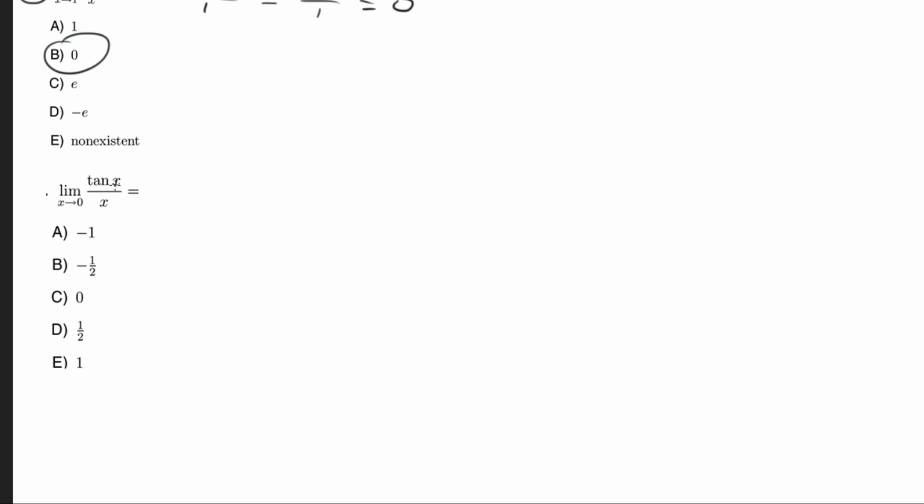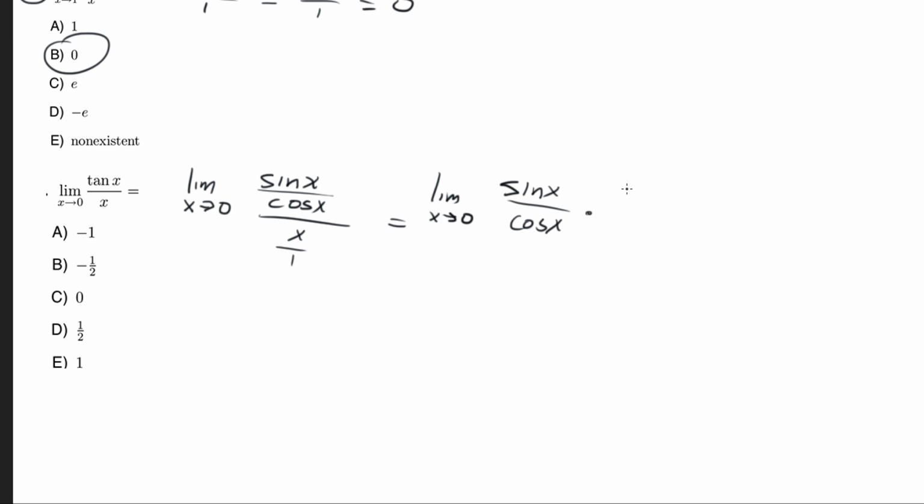Here we have to do some sort of manipulation. Tangent of x is the same thing as sine of x over cosine of x, and then over x. When you have a fraction over a fraction, we multiply by the reciprocal of the denominator. So sine of x over cosine of x times 1 over x. Now, remember the theorem, it's when the sine of x is over x. So I'm going to remove the cosine and switch it with the x. So this is the limit when x approaches 0 of sine of x over x times 1 over cosine.